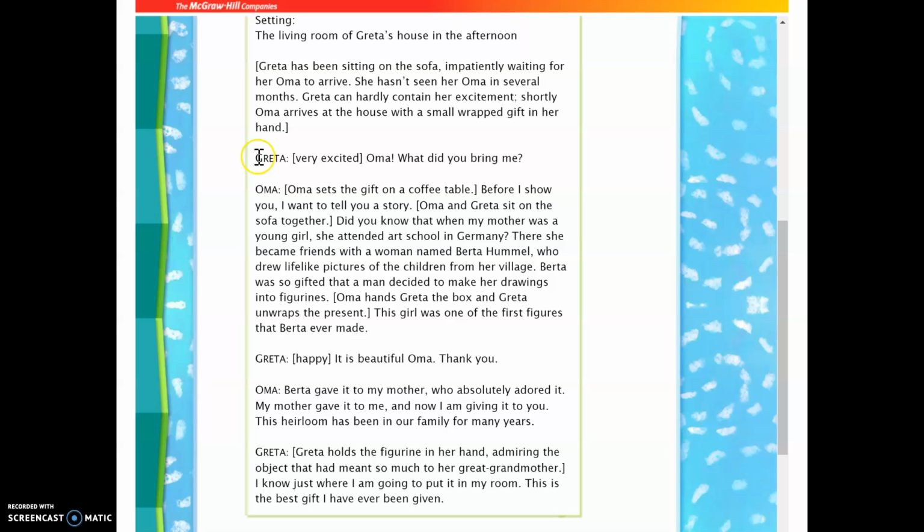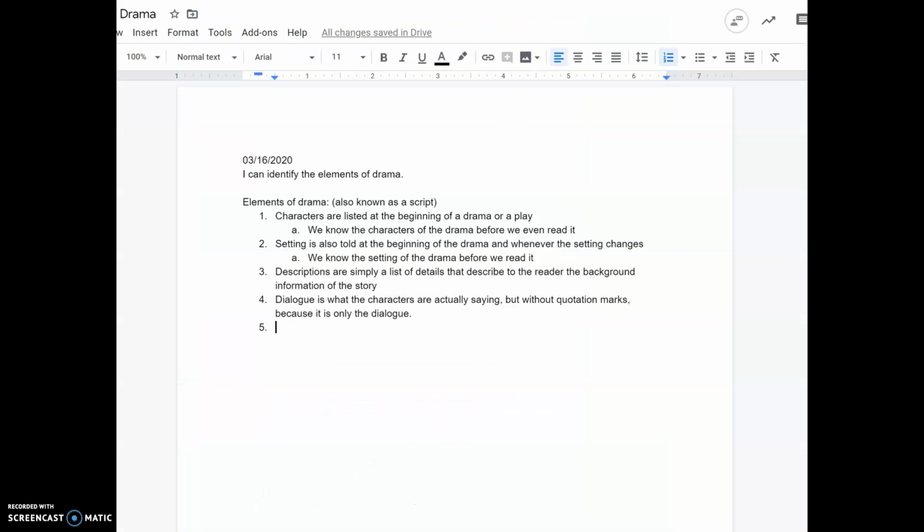Oh, so right here where it says Greta, very excited. So when Greta speaks, instead of saying, Oma, what did you bring me? She might say, Oma, what did you bring me? Exactly. Couldn't have said it better myself, Mrs. Crawford. But I don't have to infer that she's doing it with excitement because it tells me already. Exactly. So again, pretty easy. Right there for you.